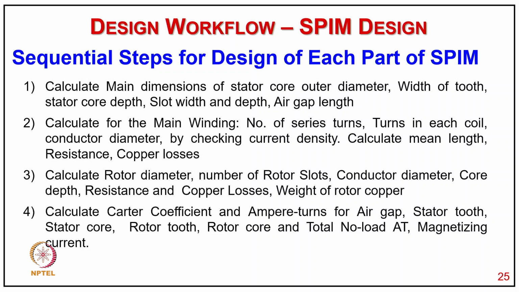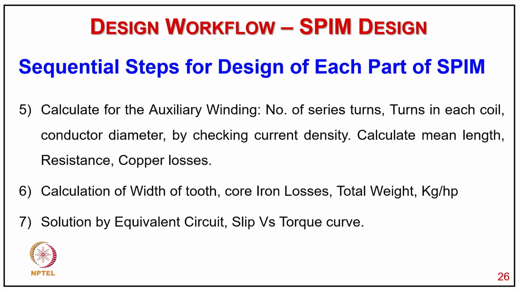Then calculate the rotor diameter, number of rotor slots, conductor diameter, core depth, resistance and copper loss, and weight of the rotor copper. Calculate the Carter coefficient, the ampere turns for air gap, the stator tooth, the stator core, rotor teeth and rotor core, and no load ampere turns and magnetizing current. Then the fifth step, calculate the auxiliary winding: number of turns in each coil, conductor diameter by checking current density, mean length of turn, resistance and copper losses.